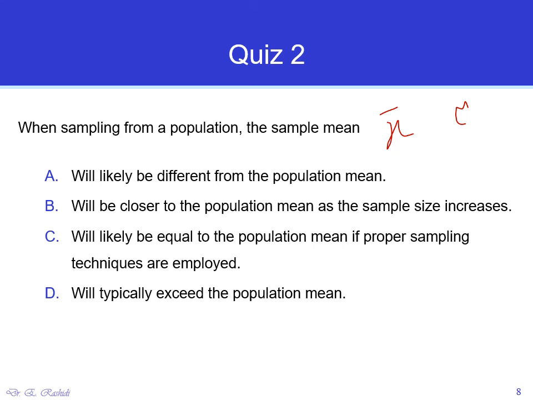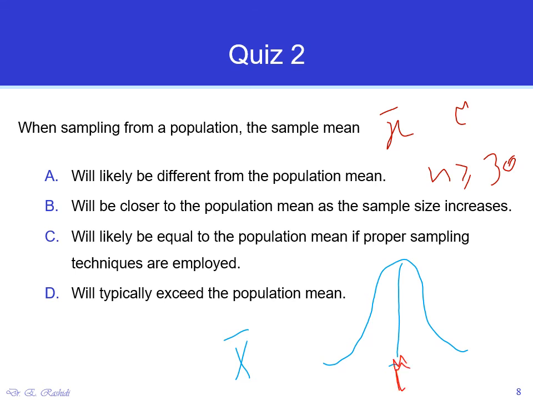In fact, if the size of the sample is greater than 30, then we can use the central limit theorem, and X bar, the random variable X bar, would follow a normal distribution, as you see here. And this is mu, the average of X bar. So half of the distribution, half of the sample means their average would be greater than mu, and the other half would be less than mu. So most of the samples, the average would be different from mu. So A actually is true.